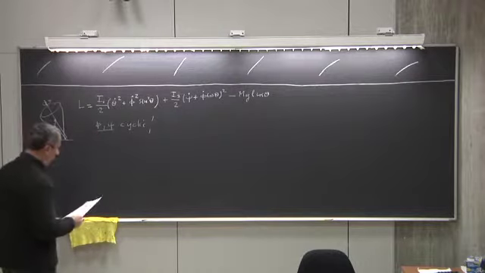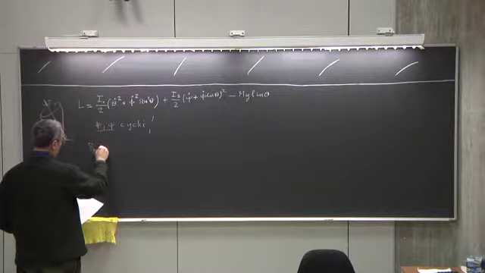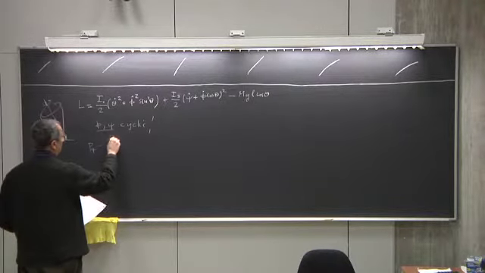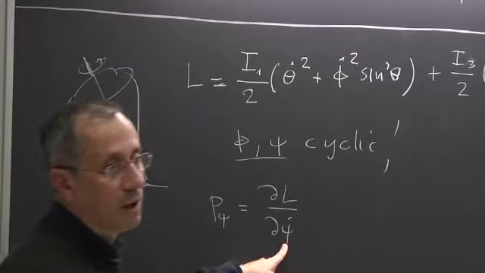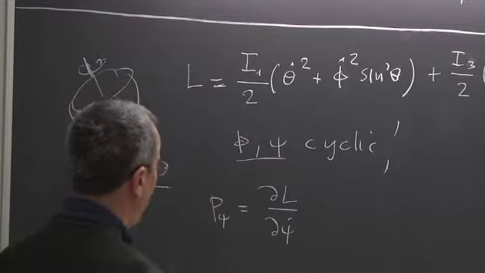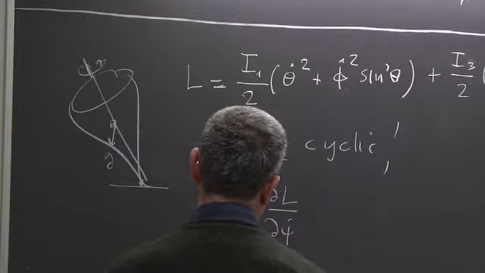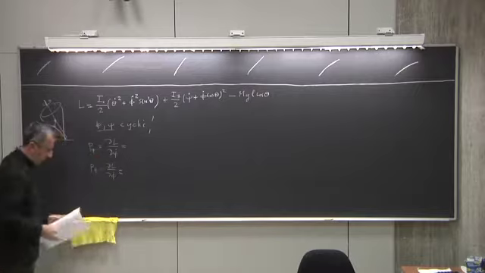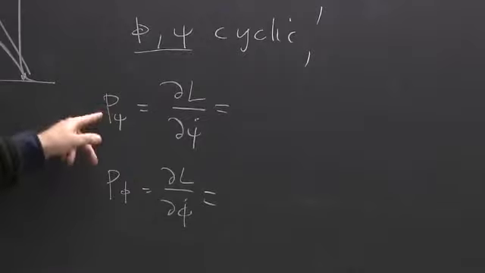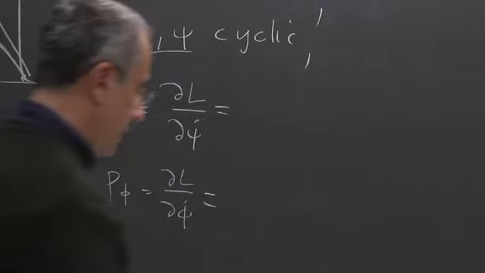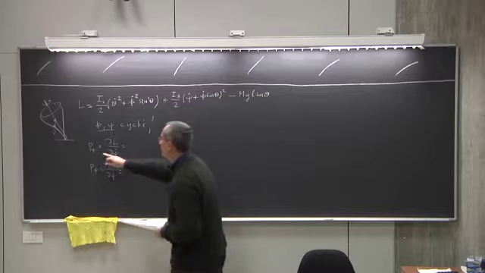And therefore, I know that if I write the conjugate momentum, the partial derivative of the Lagrangian with respect to the generalized velocity psi dot, and also phi dot, these 2 quantities are going to be time independent. They are going to be conserved. So if I take the total derivative of this, it's going to vanish. So let's do that. And what is this thing here?